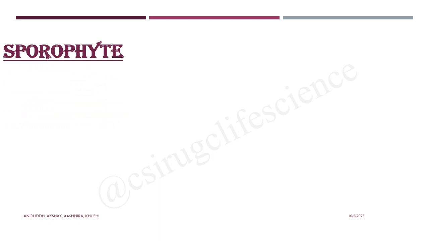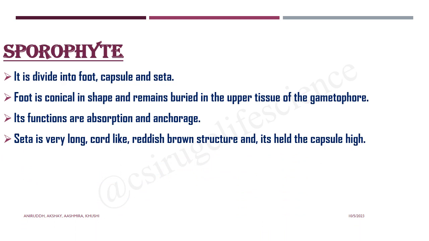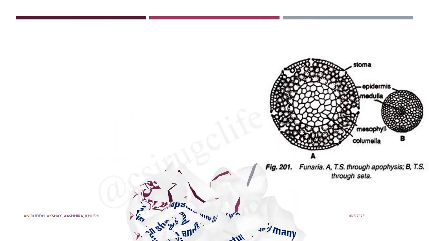Next is the sporophyte. It is divided into foot, seta, and capsule. The foot is conical in shape and remains buried in the upper tissue of the gametophore. Its functions are absorption and anchorage. The seta is a very long, cord-like, reddish-brown structure, and it holds the capsule high. Internally, the seta is differentiated into thin-walled cells of the conducting strand surrounded by many layers of thick-walled cortex and an outermost layer of epidermis. The seta is hygroscopic in nature.